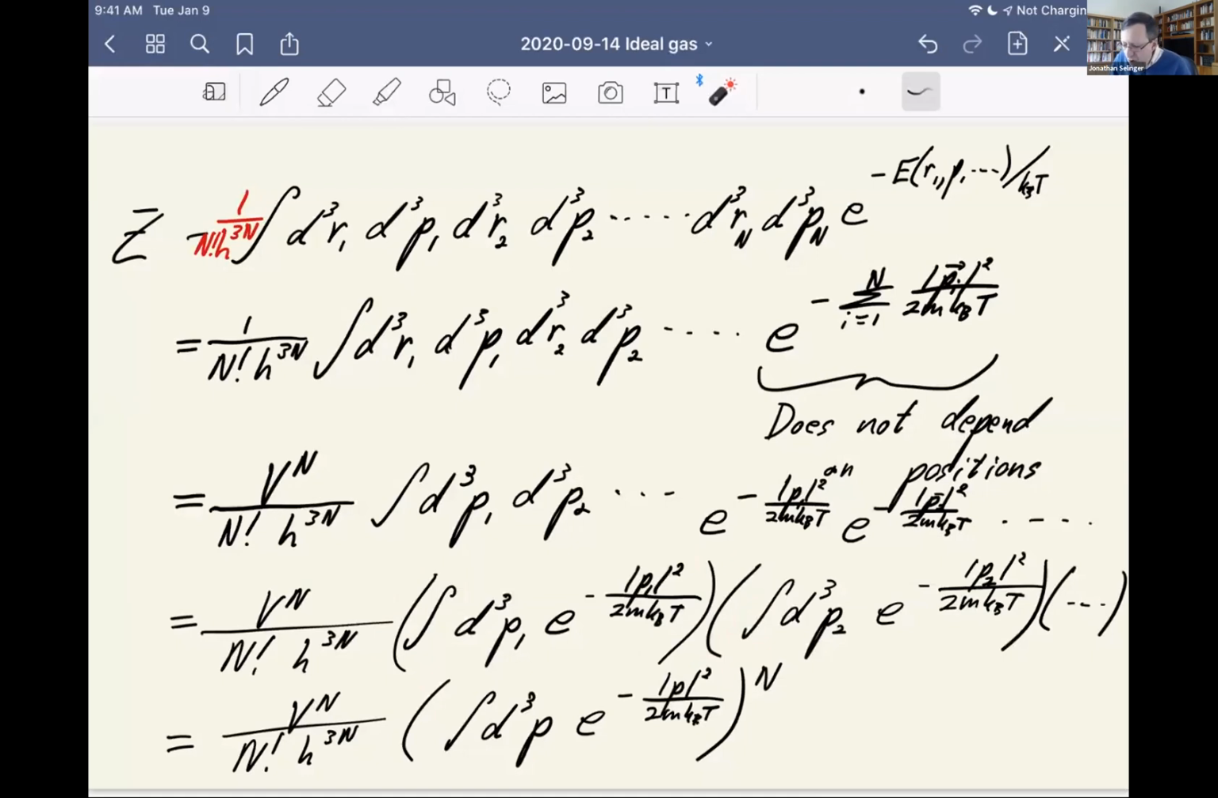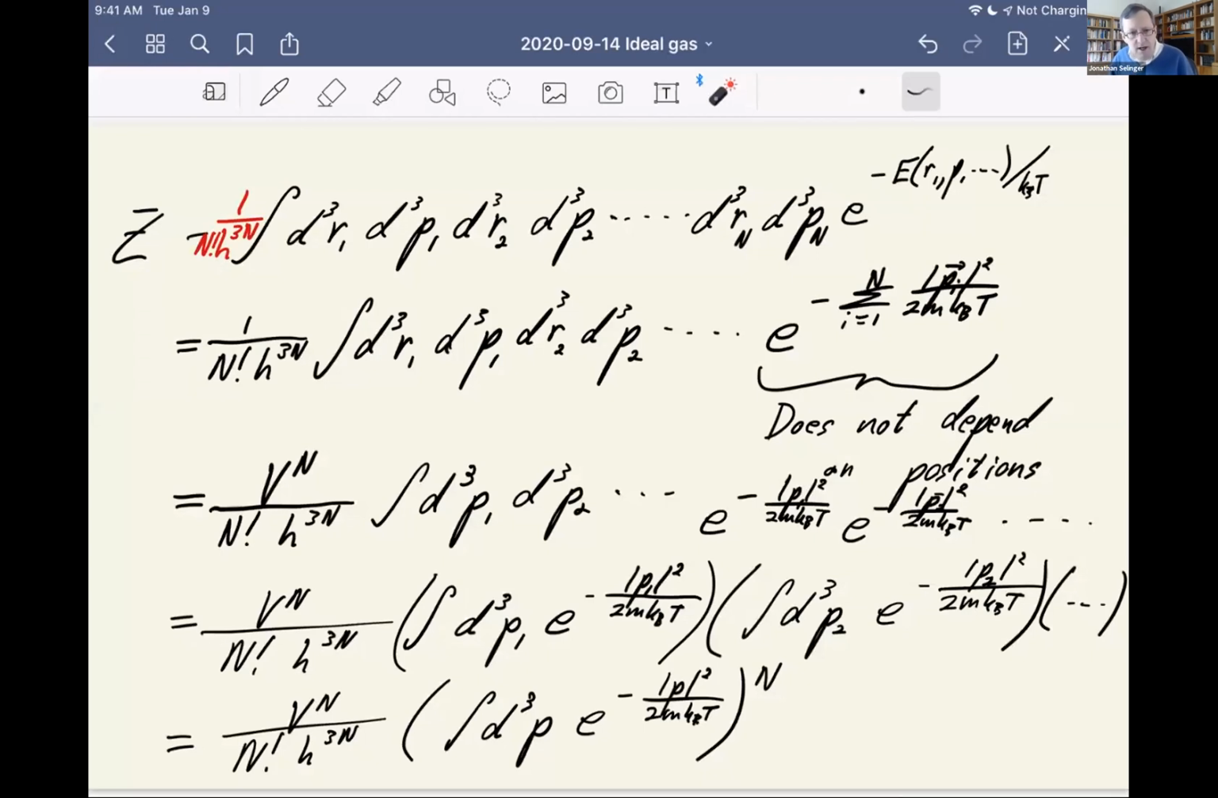Now, once I've done the parentheses, I can say the thing in these parentheses is the same as the thing in these parentheses. All that's different is the label on the momentum, whether it's labeled as momentum 1 or momentum 2. So I can label it as just any old momentum, or call it anything. But now it's N copies of the same integral.